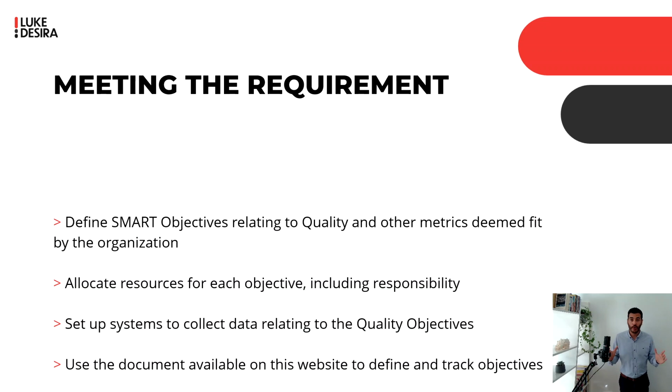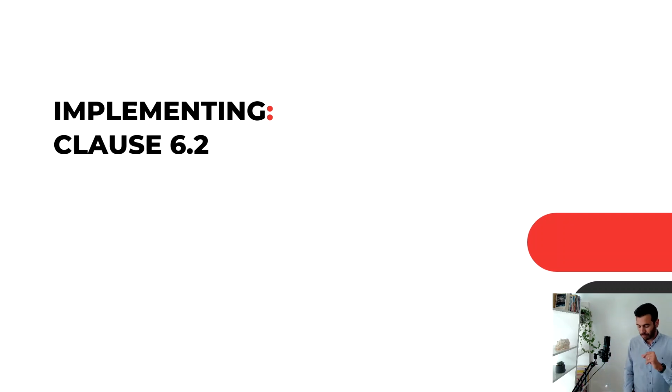Okay? So, the 4 things that we need to do to meet the requirement of this particular clause 6.2 for all ISO management systems, is that first of all, we need to have smart objectives. We need to allocate the necessary resources to meet that particular requirement. We will then need to set up the systems to collect the data, and we need to make sure that we actually store that information on some type of document that allows us to track from one period to the next to notice any trends within our organization.